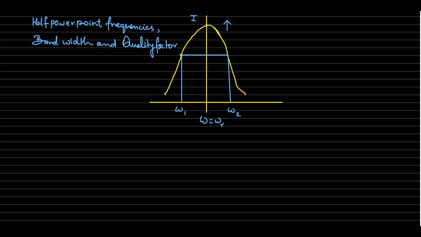Here we are going to discuss three points. First one is half power point frequency, second one is bandwidth, and third one is quality factor. Okay.